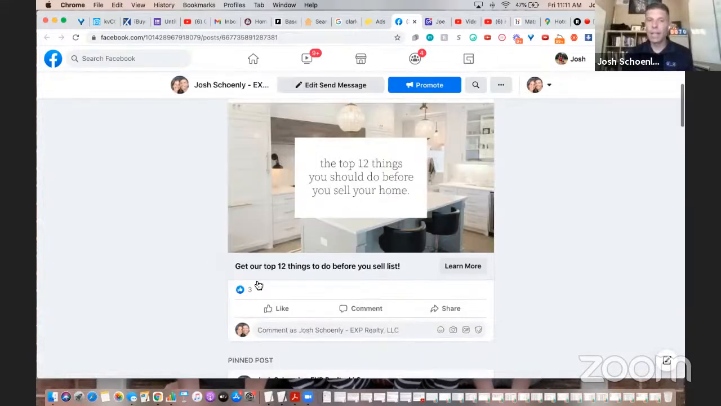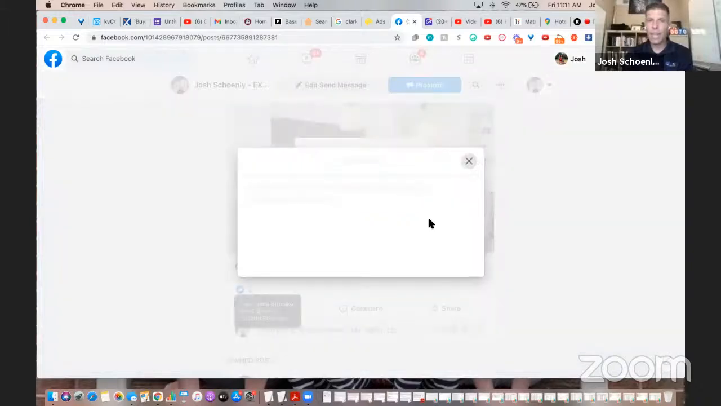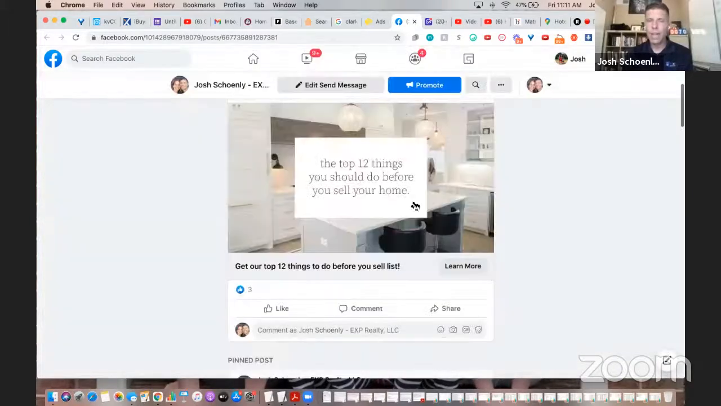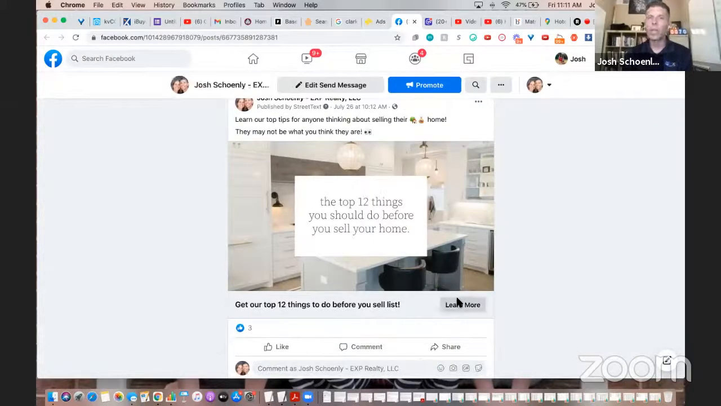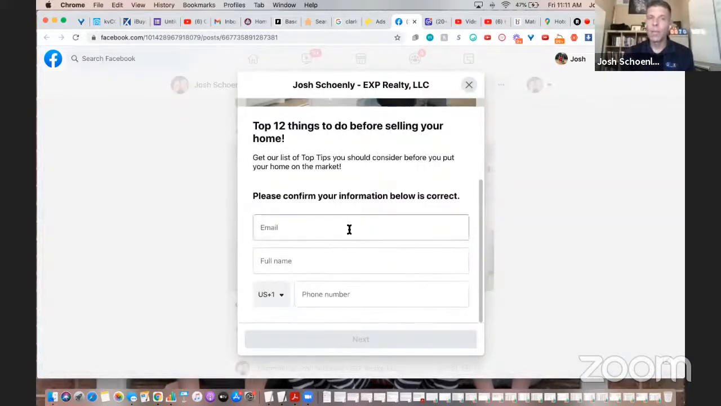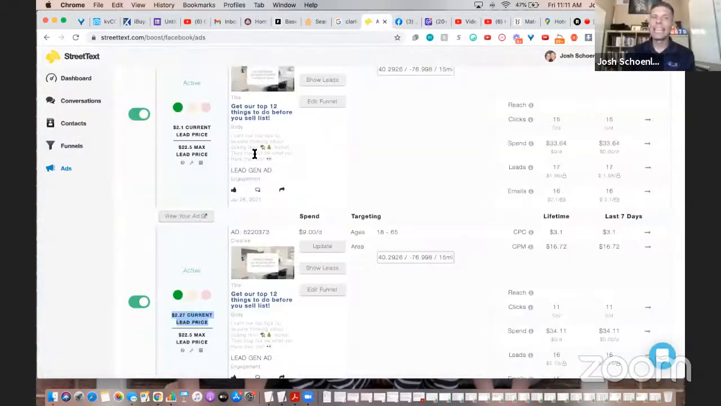So this is what the ad looks like. We're even getting some people to engage with it. Looks like they're all invited and or engaged. When someone clicks on the learn more, we're using a Facebook lead ad where their information is pre-populated. Now, this is a test account. When they submit it, the leads go into StreetText, and as I mentioned, we're using Zap to send those leads into KV Core. You can do that whether you have KV Core or something else, but you don't need to. Like I said, they have a built-in CRM with email and texting functionality.